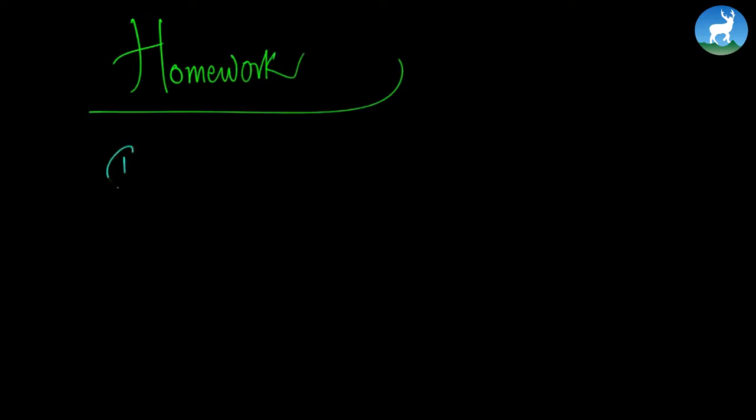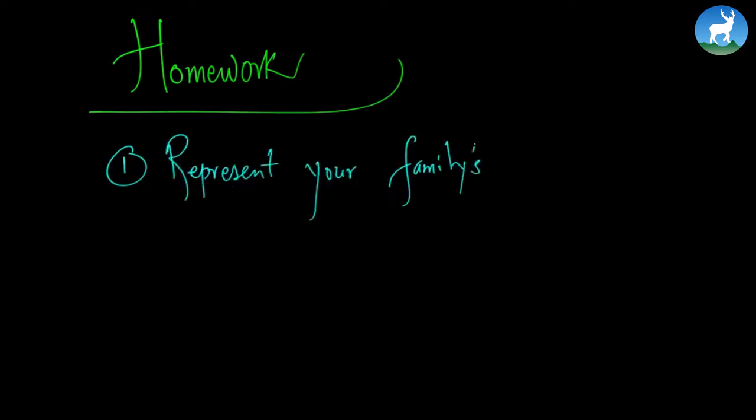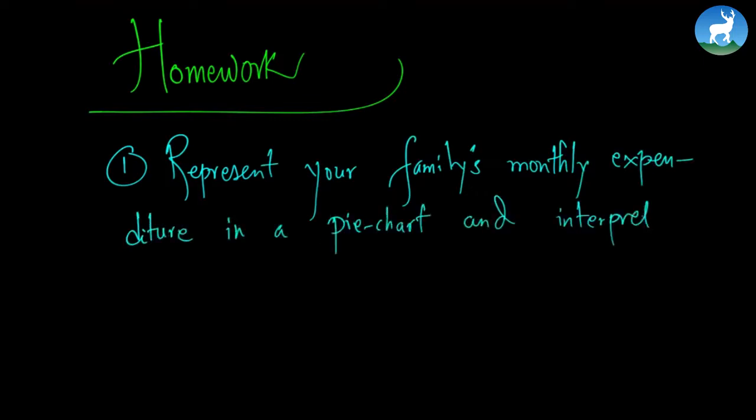Alright. Now we come to the homework section of today's class. Your homework is going to be pretty simple and fun. All you have to do is represent your family's monthly expenditure in a pie chart and interpret it. So this is your homework. All you have to do is represent your family's monthly expenditure in a pie chart and analyze and interpret it. If you don't know how to draw a pie chart, you can ask your math teachers.